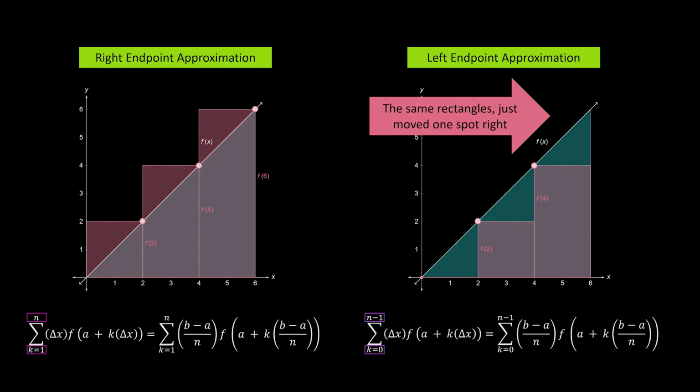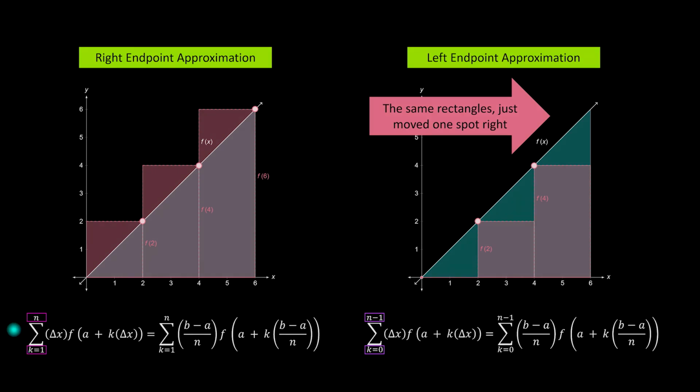But for the left endpoint, we moved everything over. So instead of going to the right one width, we actually don't for the first one. We go to the right 0 widths for that first rectangle. So here we had to go one width over to get that first one. Here we had to go 0 widths over to get that first one.